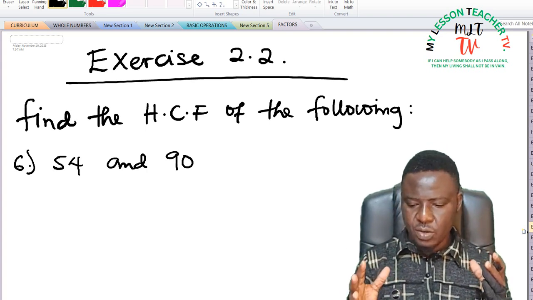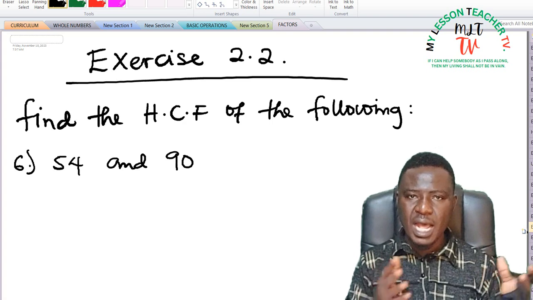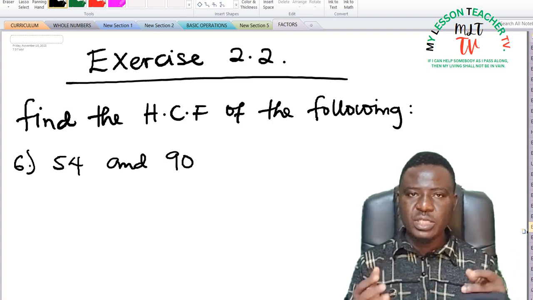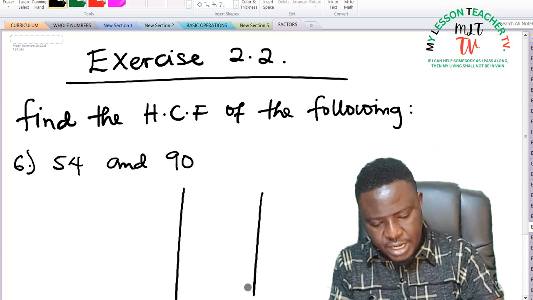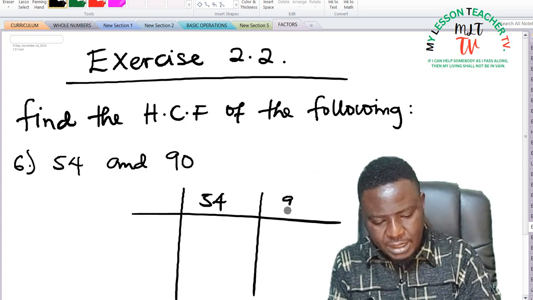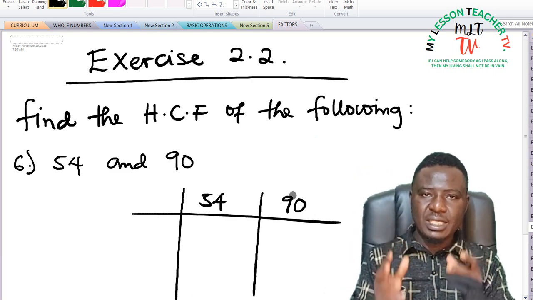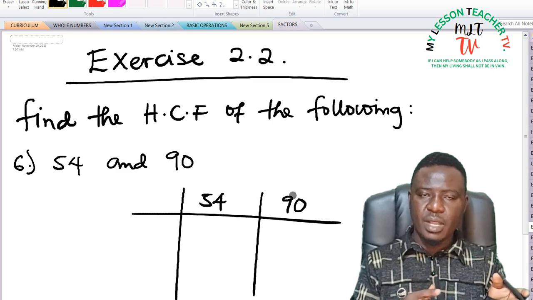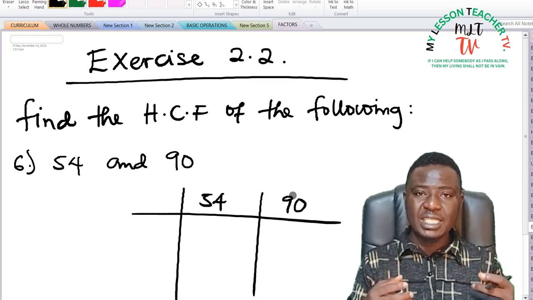Question 6. We are asked to find the HCF of 54 and 90 using the prime factorization method. So I'm going to find the HCF of 54 and 90, beginning with the least prime number, and the least prime number is 2. So can 2 divide 54 and 90?